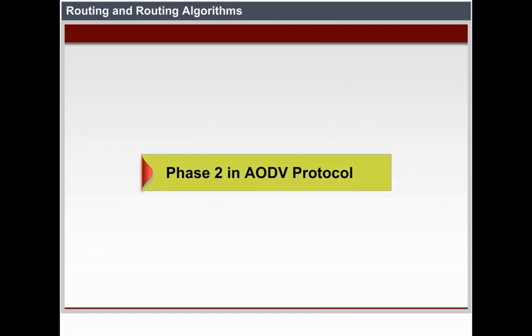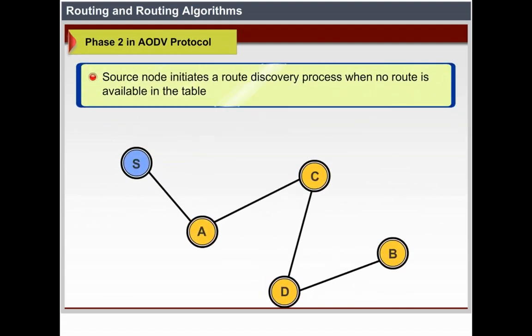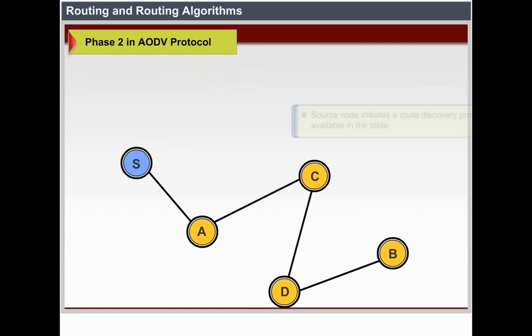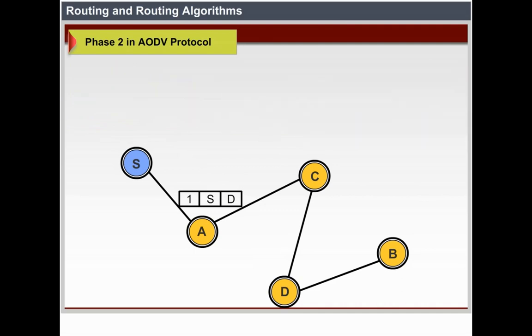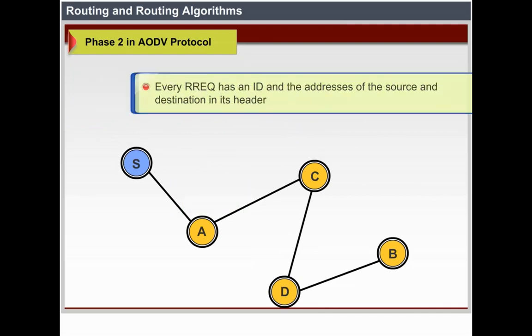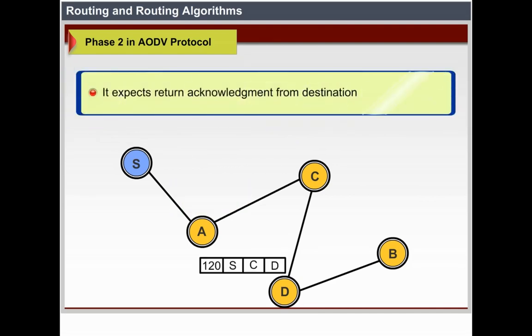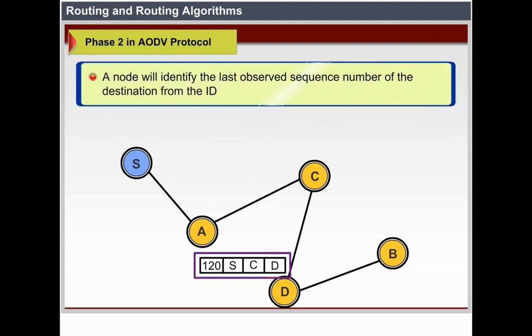Phase 2 in AODV protocol. Source node initiates a route discovery process if no route is available in the routing table. It broadcasts the demand through the RREQ packets. Each RREQ has an ID and the addresses of the source and destination in its header. It expects a written acknowledgement from destination. A node identifies the last observed sequence number of the destination from the ID.